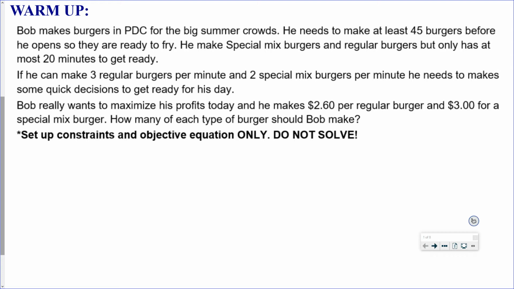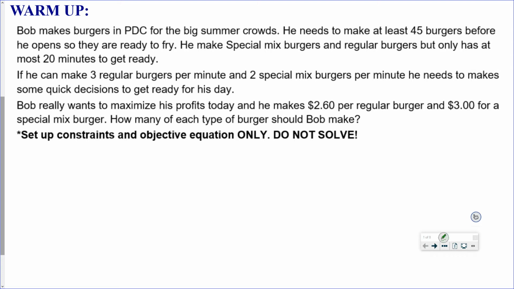So, of course, he would have time to set up these constraints and objective equation and quickly solve this to figure out how many of each type he can make before he gets to work. Bob really wants to maximize his profits today, and he makes $2.60 per regular burger and $3 for a special mixed burger. How many of each type of burger should Bob make?